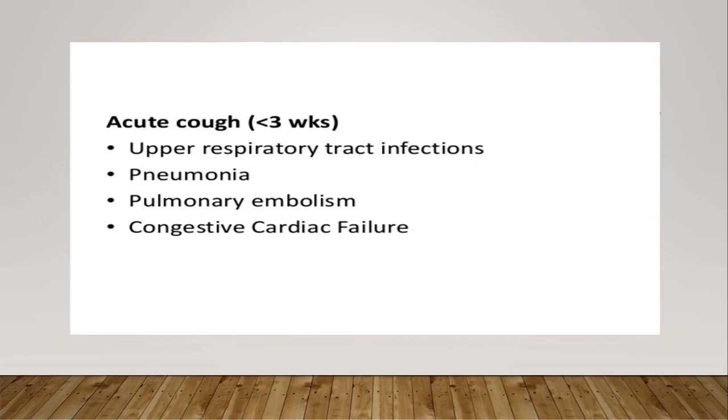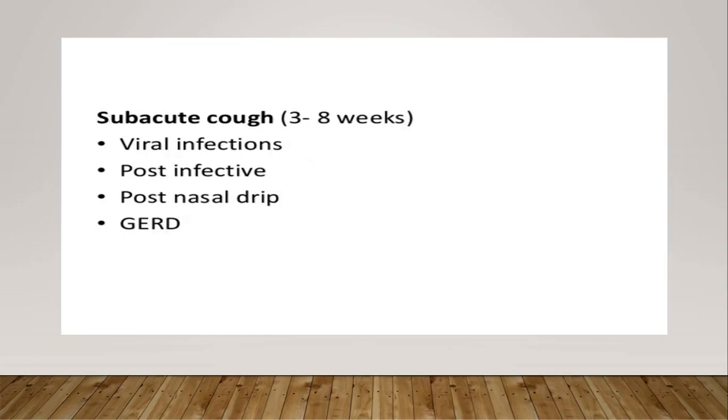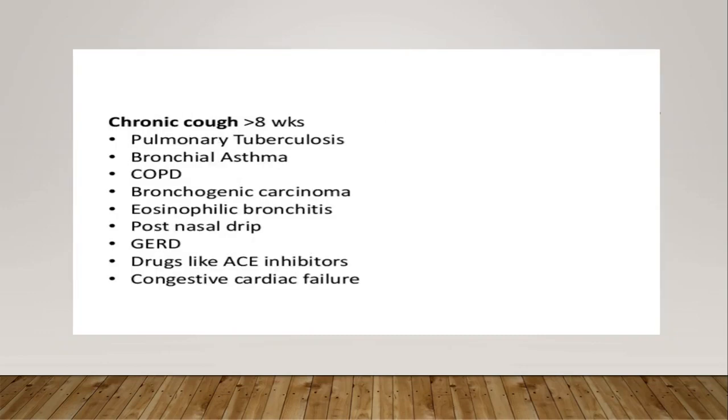Depending on the duration of the cough, we can classify cough into three categories. Acute cough, less than 3 weeks. Upper respiratory tract infection, pneumonia, pulmonary embolism, congestive cardiac failure always present with acute cough. Subacute cough, from 3 to 8 weeks: viral infection, post-infective, post-nasal drip, gastroesophageal reflux disease.